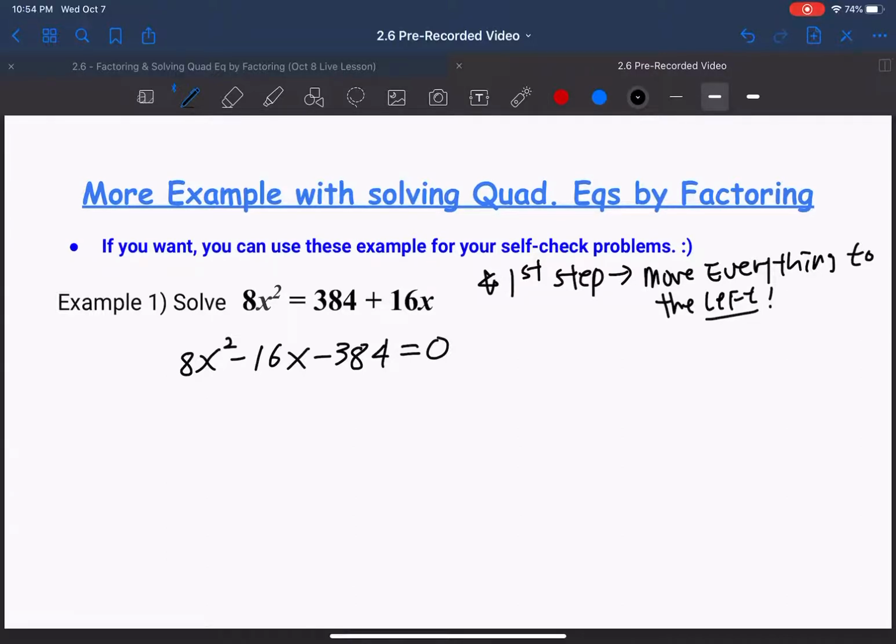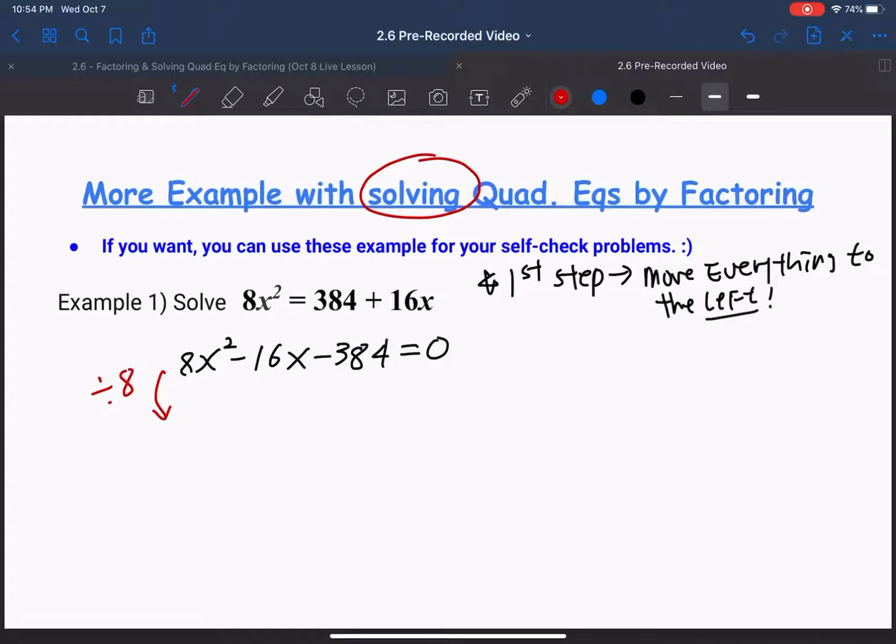Okay, now I have to factor this. Do you guys remember, if the leading coefficient is not 1, it's 8, we had to factor out our GCF? But in the live lesson we factored, and now you are solving a quadratic equation by factoring. In this case, it's a little bit easier because you can just divide by its GCF.